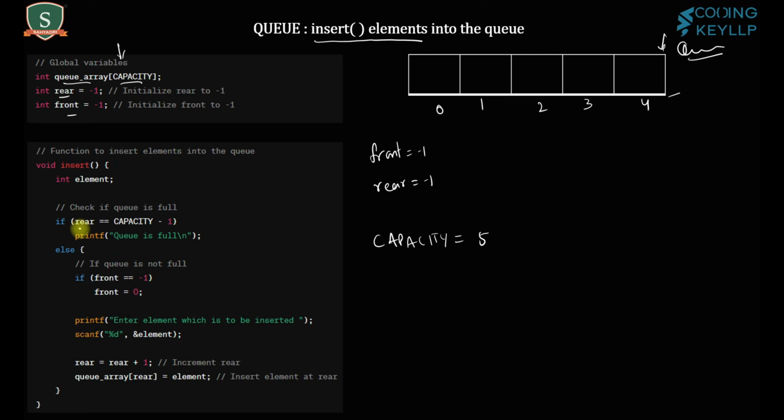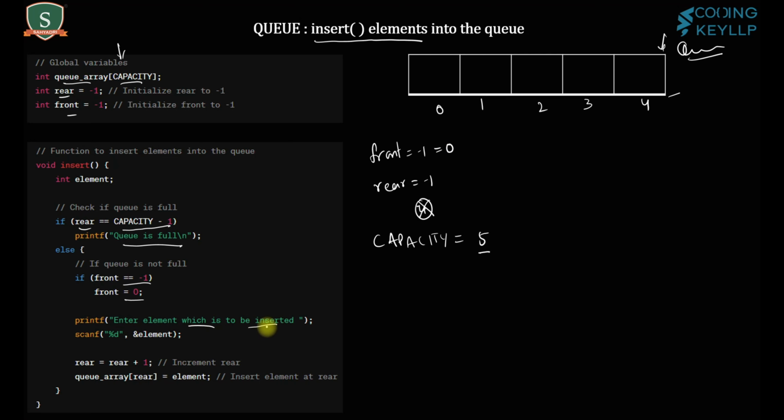If rear is equal to capacity minus 1. So what is the capacity value? 5. 5 minus 1 is 4. Is rear equal to 4? No. This condition failed. It means queue is not full. Right? Then come to the else part. Front is equal to minus 1. Front is equal to minus 1. So we are updating the value to 0. Front is equal to 0 we are doing.